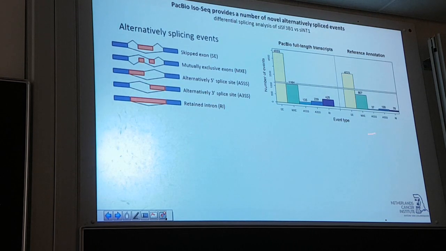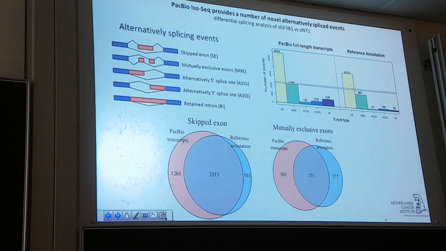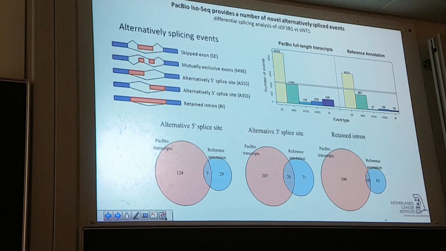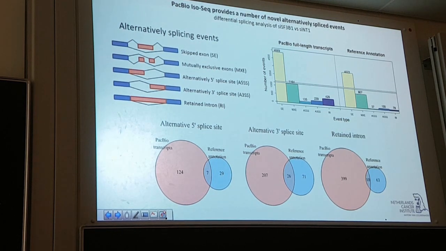So this is the comparison that we obtained, PacBio full-length transcripts versus reference annotation. We got more events with PacBio, and while enrichment for skipped exon and mutually exclusive exons was not that significant, for alternative 5' and 3' splice sites and retained introns, we really got more events with the PacBio Iso-Seq. Well, we also have events specific for the reference annotation, and it might be due to the sequencing depth of our PacBio experiment, that we didn't sequence all of the transcripts.